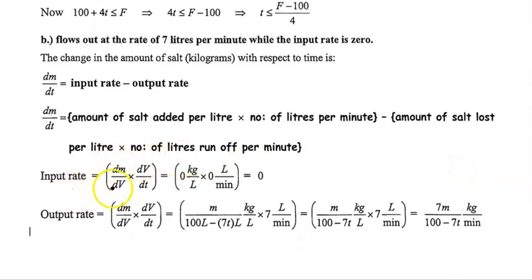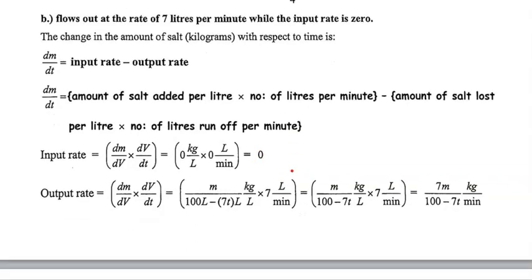Okay, so input rate, dm/dV times dV/dt, well, that's all zero. There's no input rate. Nothing's being put in. The solution is simply flowing out of our tank. The output rate, dm/dV times dV/dt, that's the kilograms per litre times litres per minute, is m on (100 minus 7t) kilograms per litre, times 7 litres per minute.